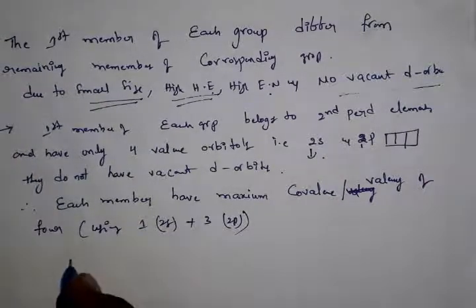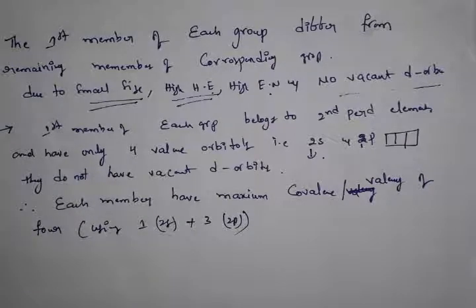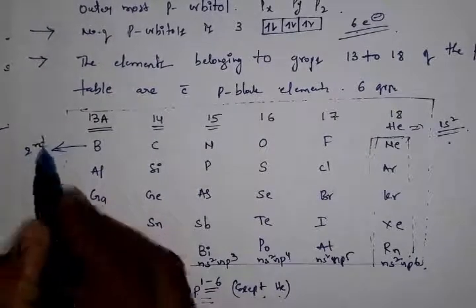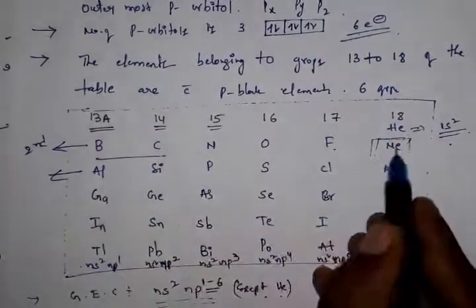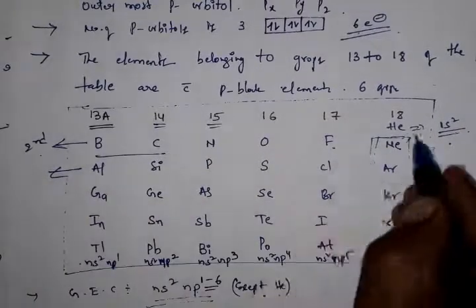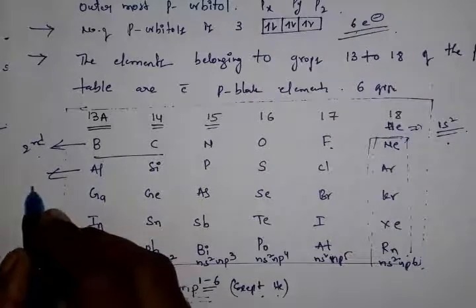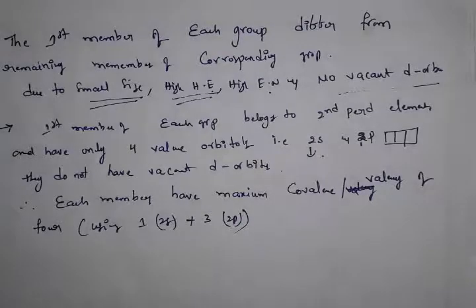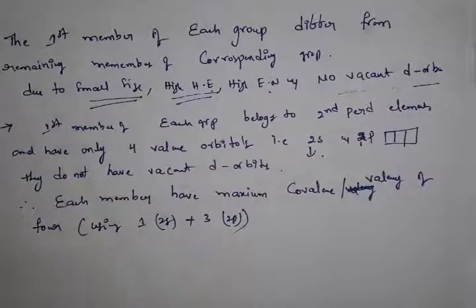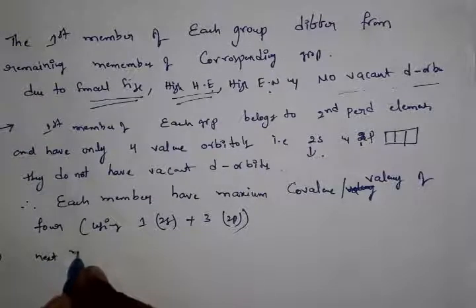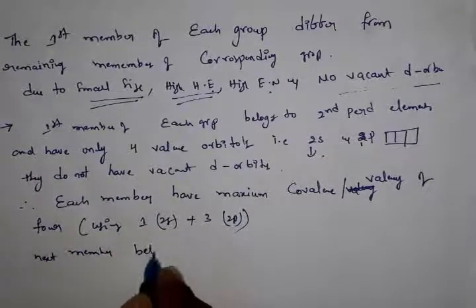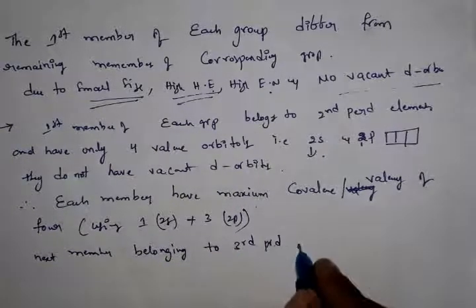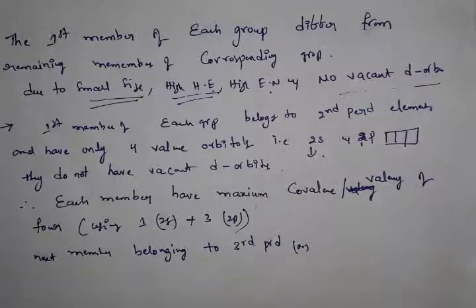Next, the members belonging to the third period. Here in this p block, boron, carbon, nitrogen, oxygen, fluorine, neon are second period elements. Helium is first period and aluminum is a third period element. The next members belonging to the third period are also called higher periods.